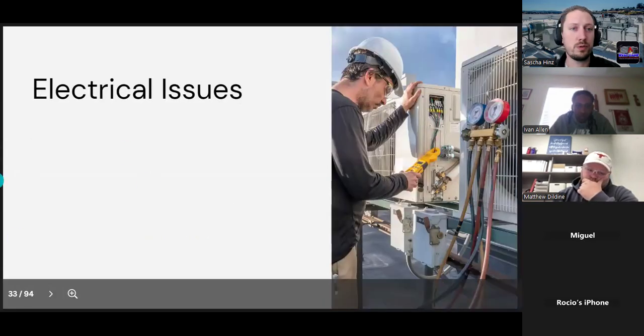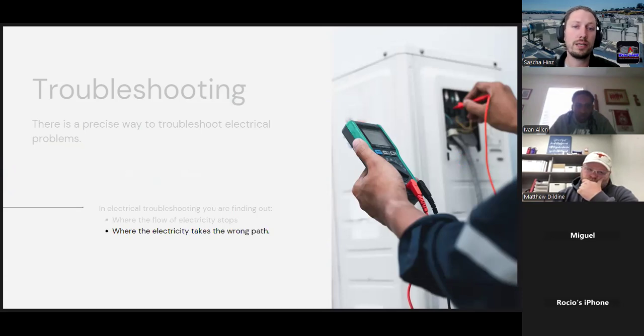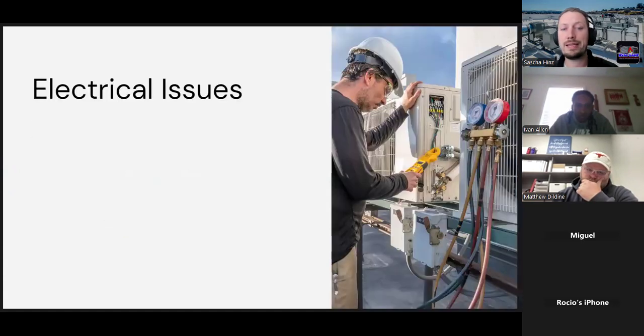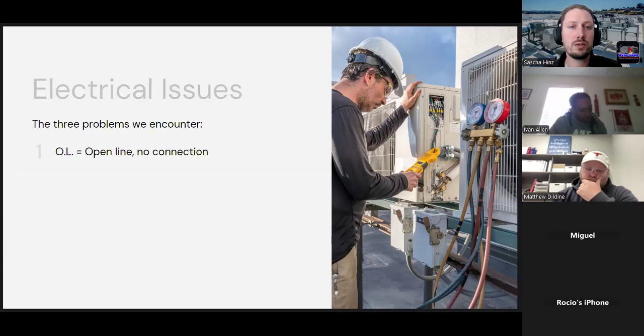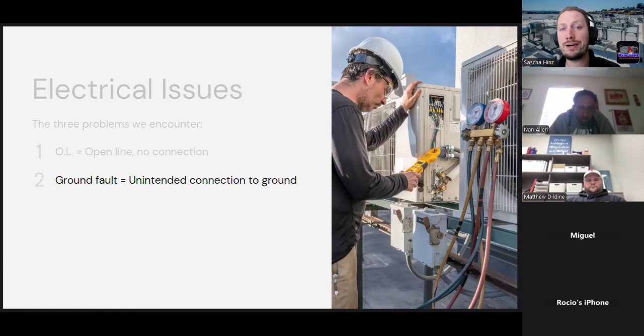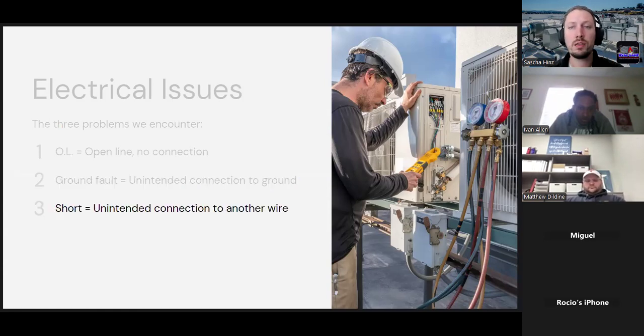Oh, I thought there was a third one. Okay, so it's where the electricity stops or where the electricity takes the wrong path. And the three main points that I think of when I troubleshoot electrical problems are: one, an open line, which means that you're reading OL, there's infinite resistance, there's no connection. Two, a ground fault, which means there's an unintended connection to ground. Or three, a short circuit, which means there's an unintended connection to another wire.